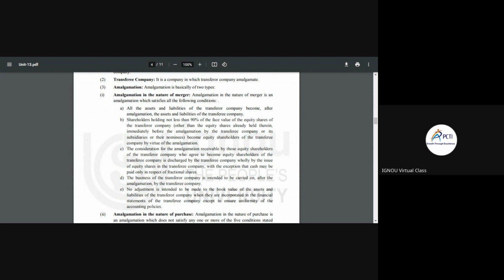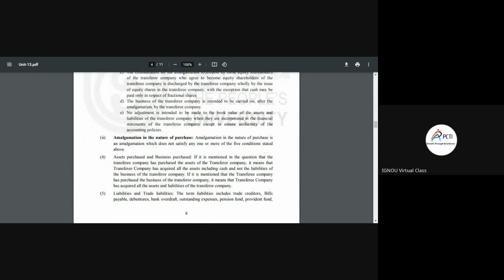Third one is the consideration for the amalgamation receivable by those equity shareholders of the transferor company who agree to become equity shareholders of the transferee company is discharged by the transferee company wholly by the issue of equity shares, with the exception that cash may be paid only in respect of fractional shares.